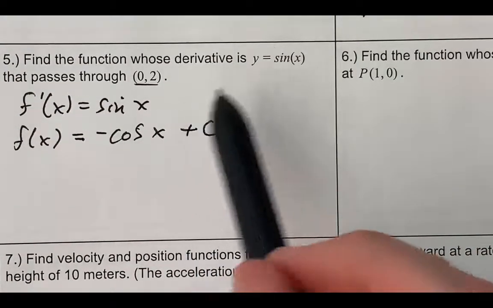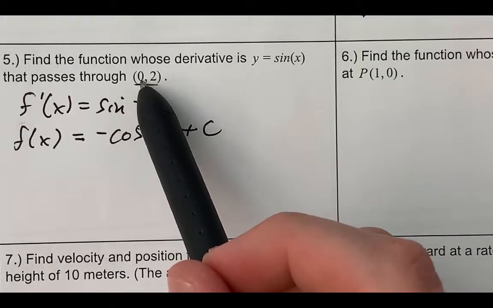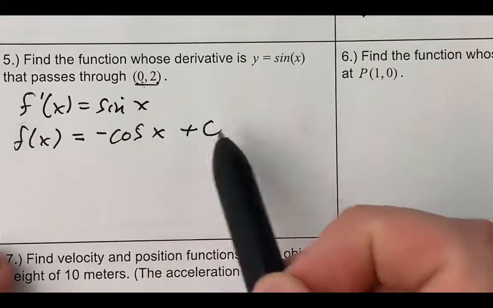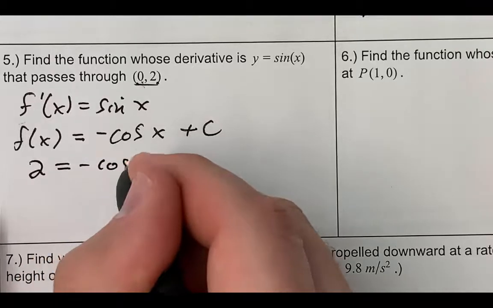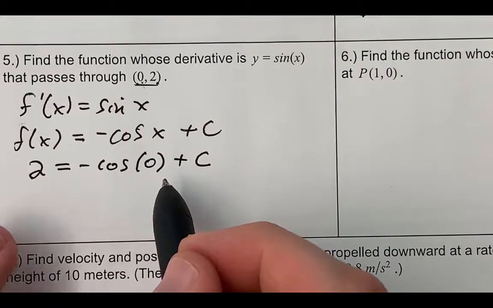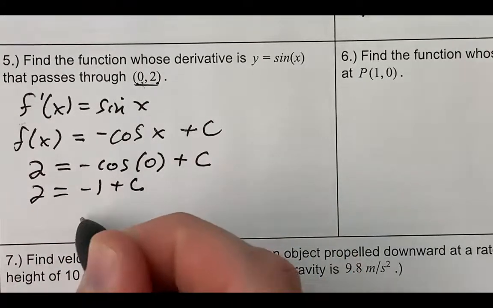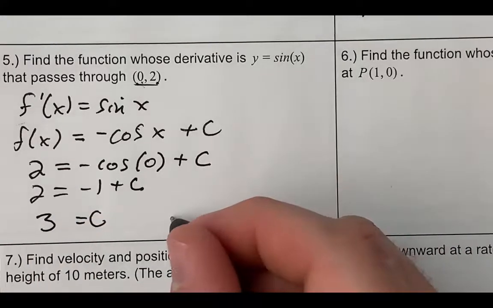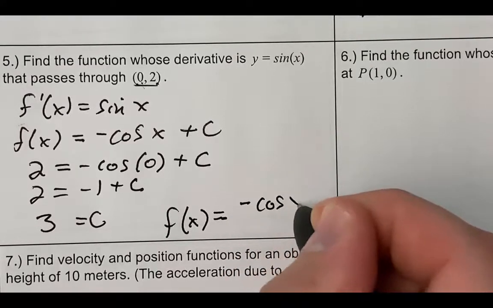So now we know that this function here goes through the point 0, 2. So we can actually figure out what the c value is. I know what x is. I know what y is. I can figure out c. So I'm going to go 2 equals negative cosine of 0 plus c. Cosine of 0 is 1. So negative 1 plus c equals 2. So c has to equal 3. Okay, so we can write that our final function then is f of x equals negative cosine of x plus 3.